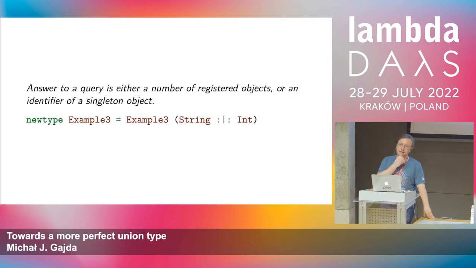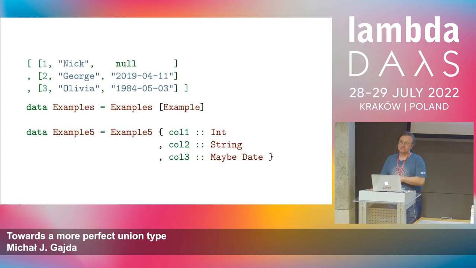Another example is that we may have alternative types inside. So for example, it may be either a string or an integer, either a number of registered objects or an identifier of a singleton object. That's a very particular web API. I'm not entirely sure why they invented it this way, but well.